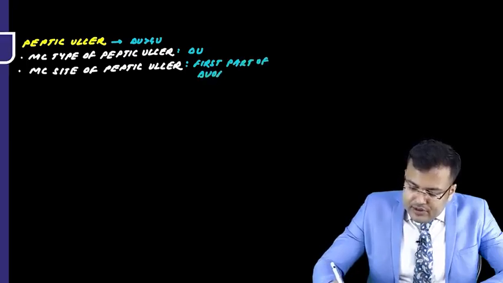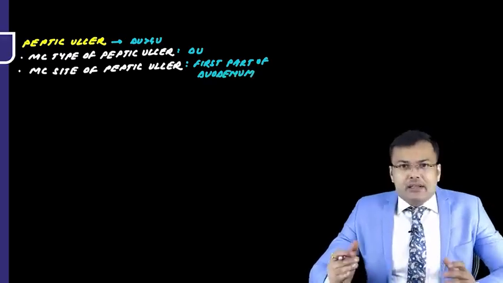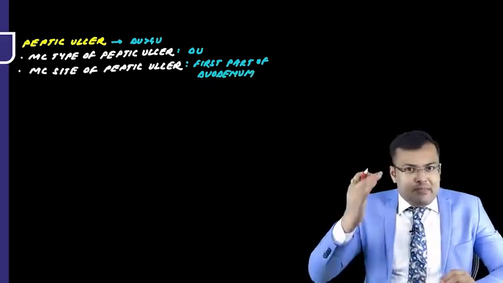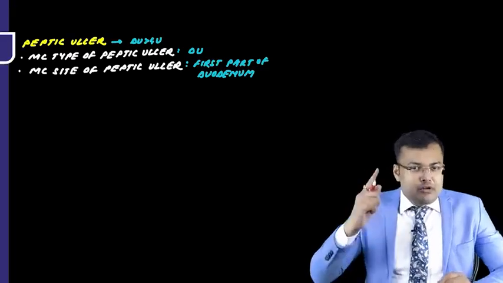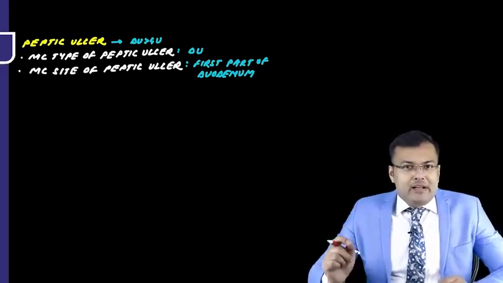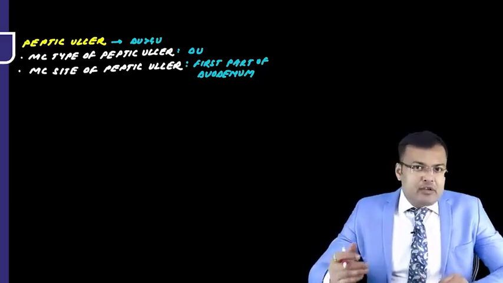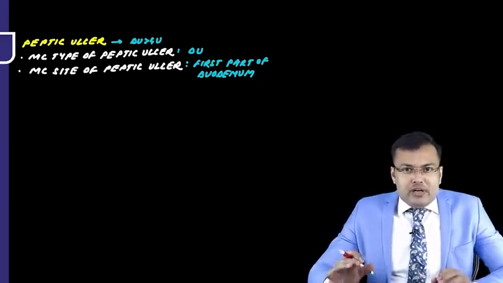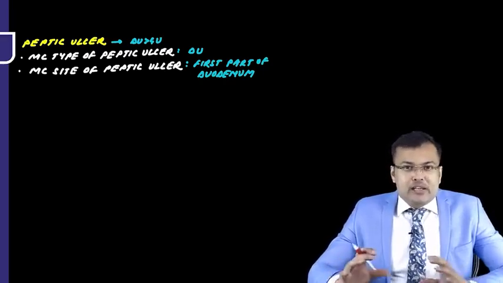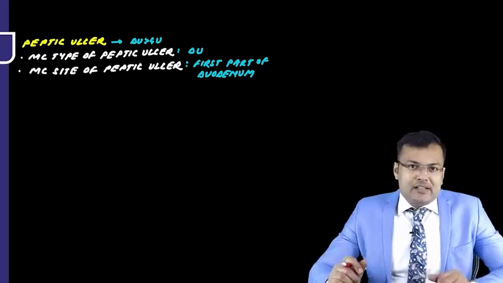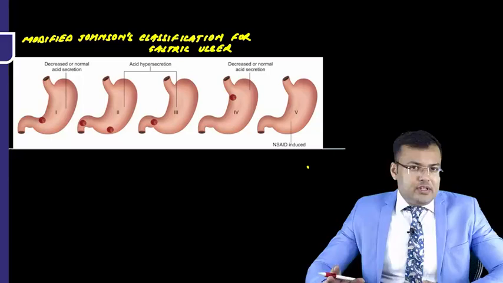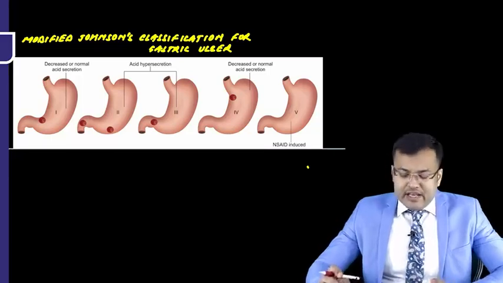Now there is one important point related to peptic ulcer. What? That the treatment of gastric ulcer depends on the location. Why? Because location is variable. And in duodenal ulcer, since the location is fixed, treatment depends on the complication. So to understand the management of gastric ulcer, first you should know the classification for gastric ulcer, and there is the modified Johnson's classification. Now see the modified Johnson's classification for gastric ulcer.